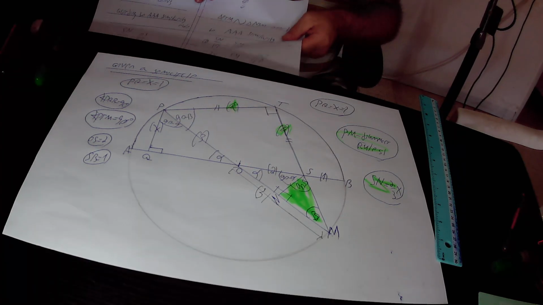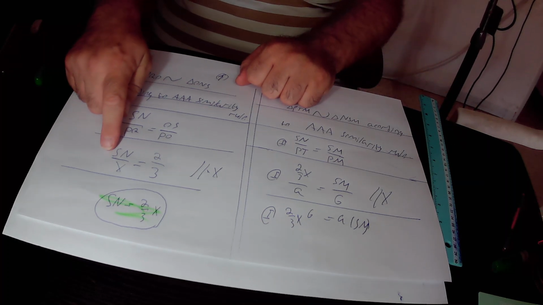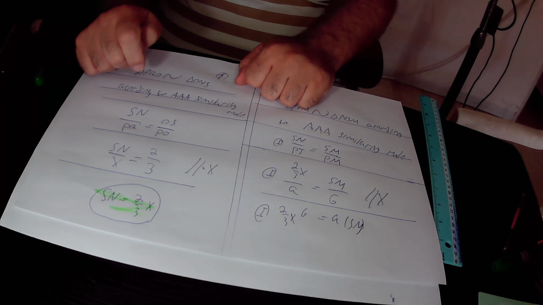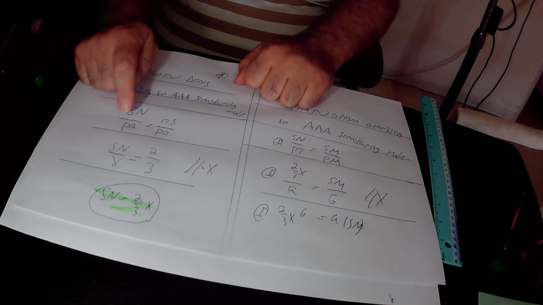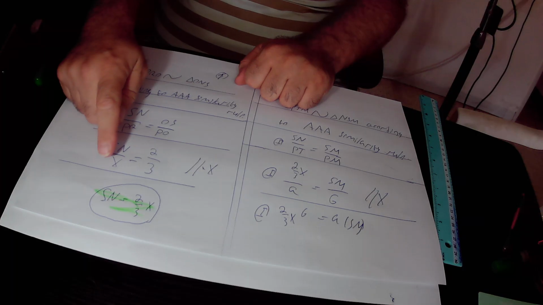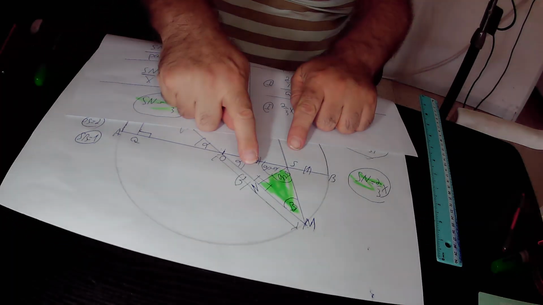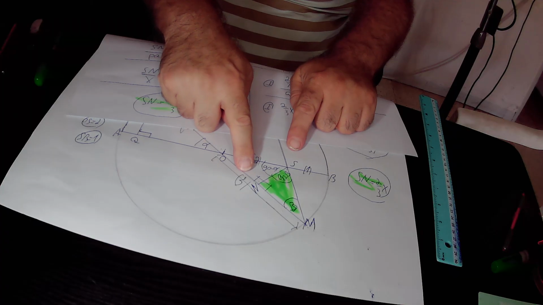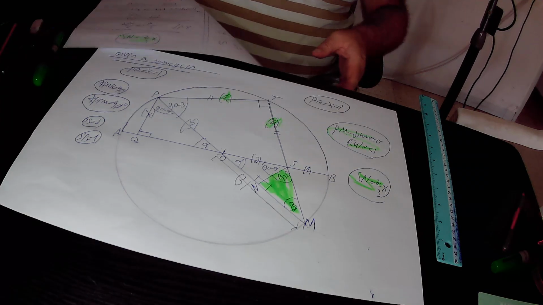So in total, we find that SN over X equals 2/3. Here we multiply this equation by X, and we find that the missing side SN equals 2/3 X. This is the missing side SN. This is equal to 2/3 X.